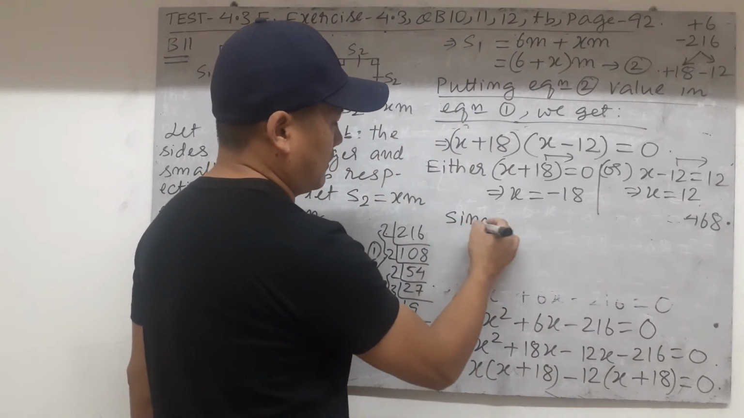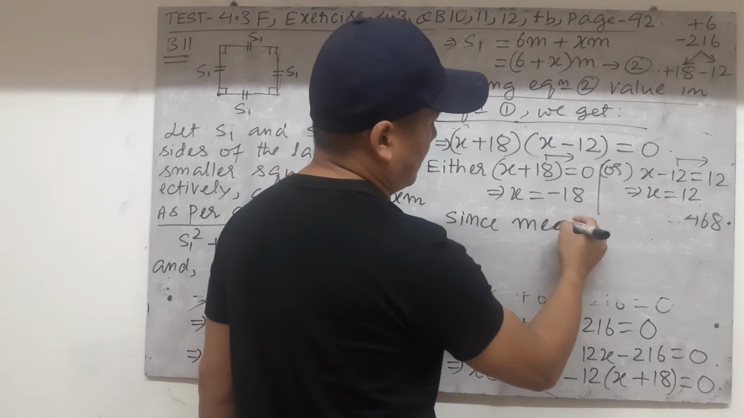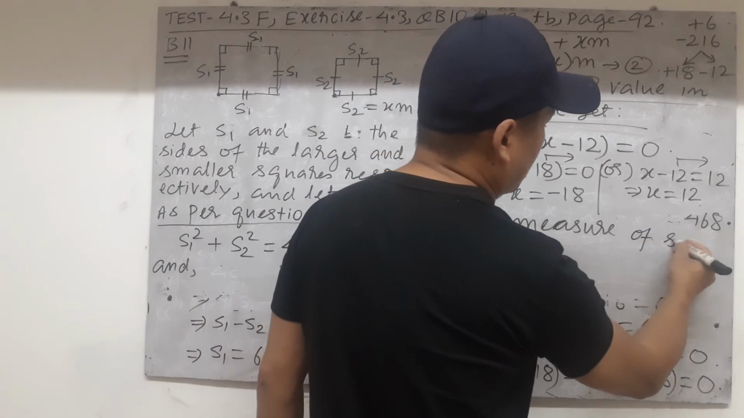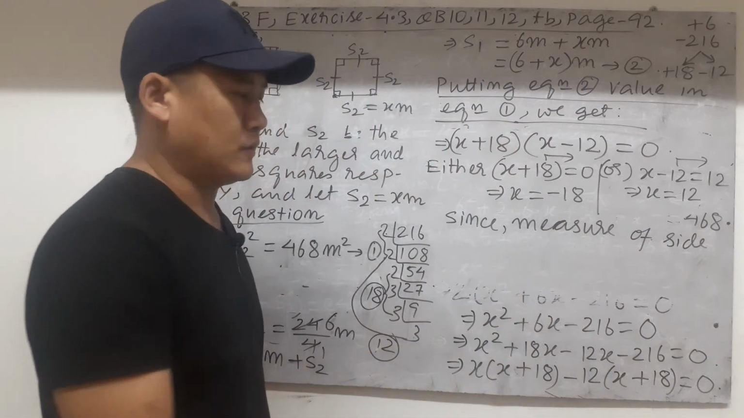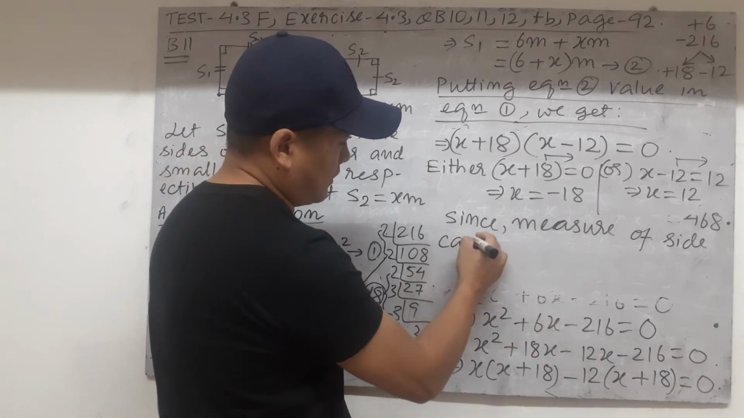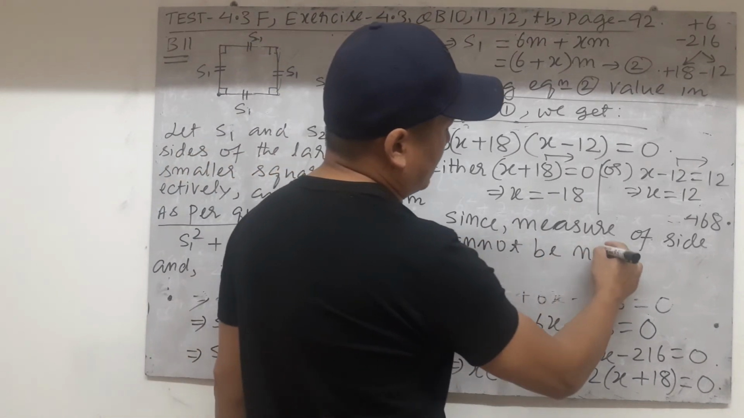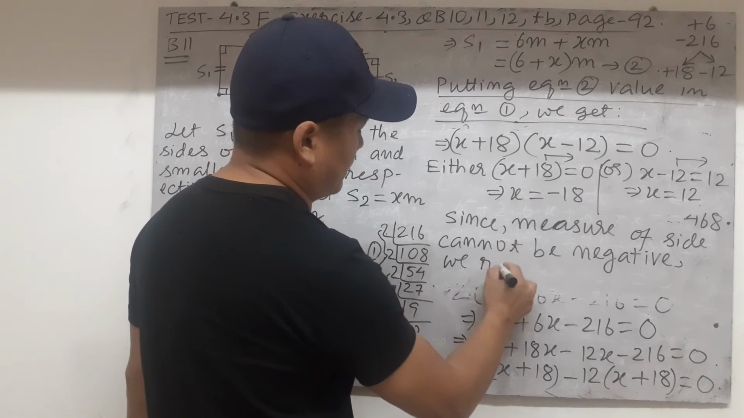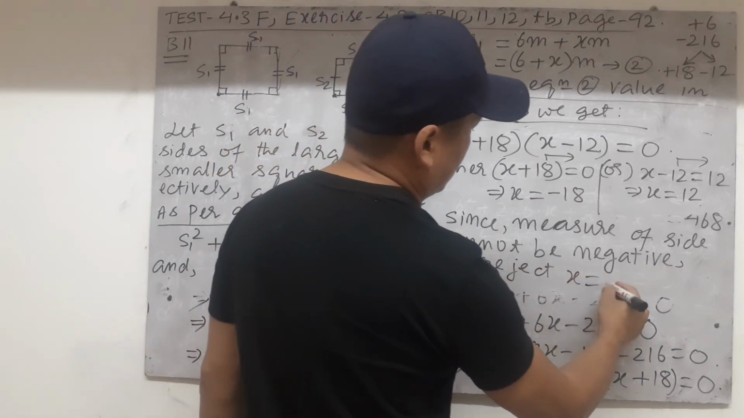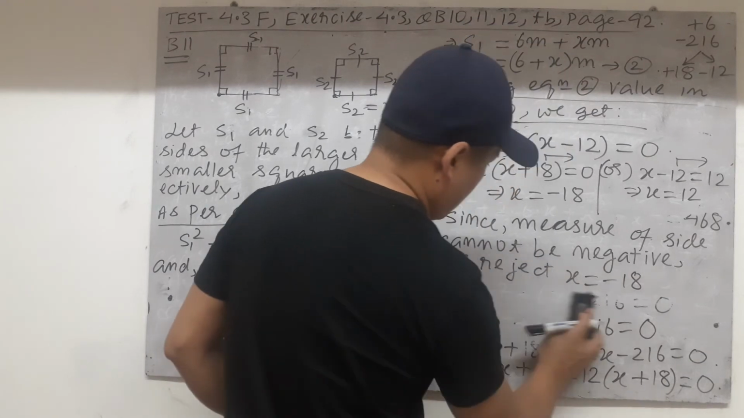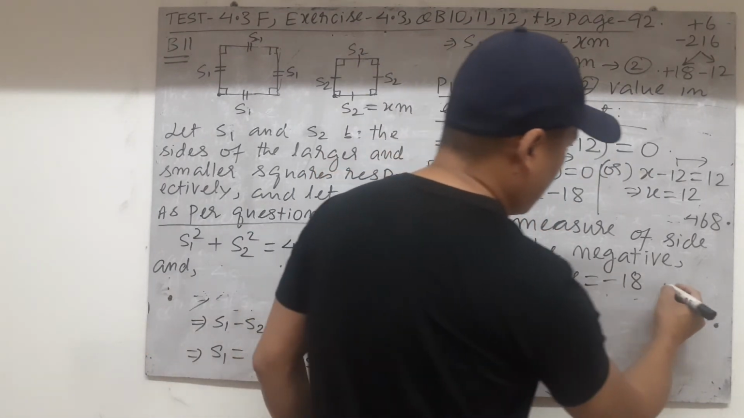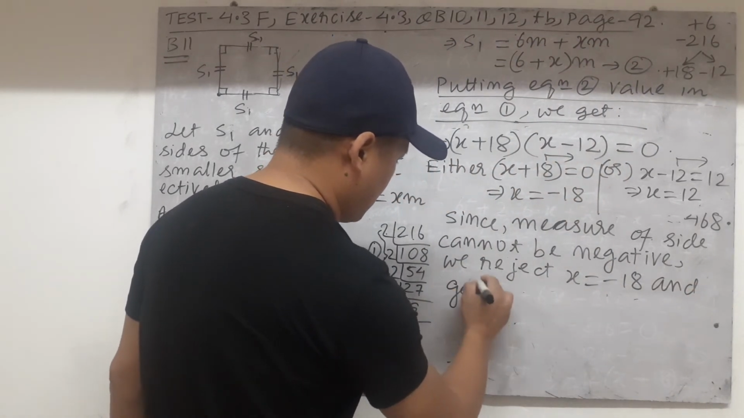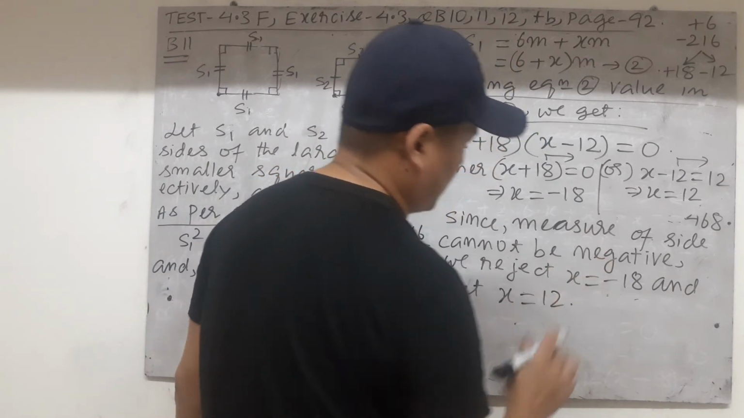Since measure, M-E-A-S-U-R-E, measure of side of a square, side of a triangle, whatever it is, since measure of side cannot be negative, we reject x equal to negative value minus 18, and we get the positive one, x is equal to plus 12 is the accepted.